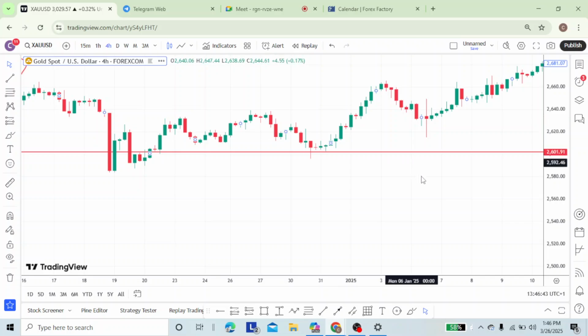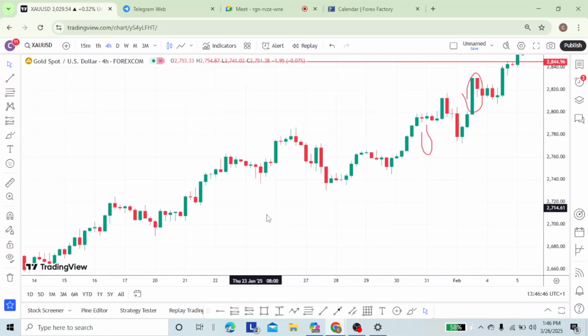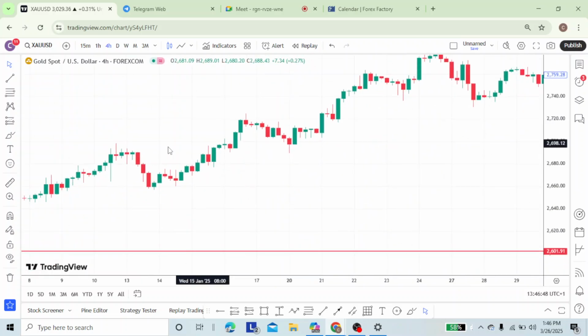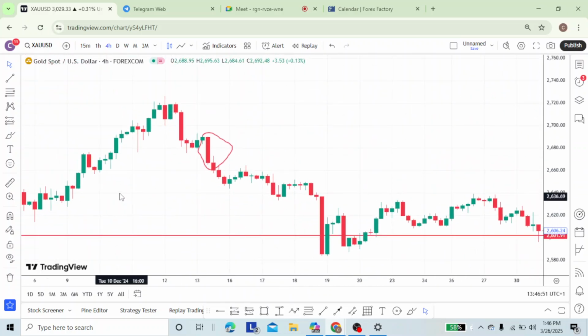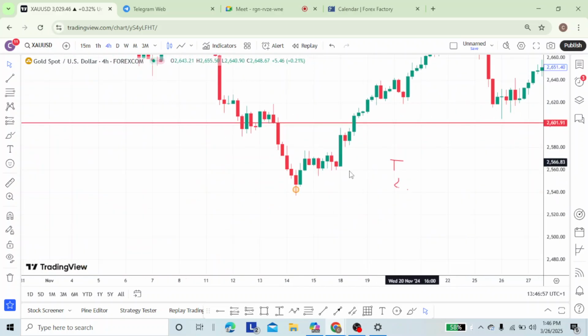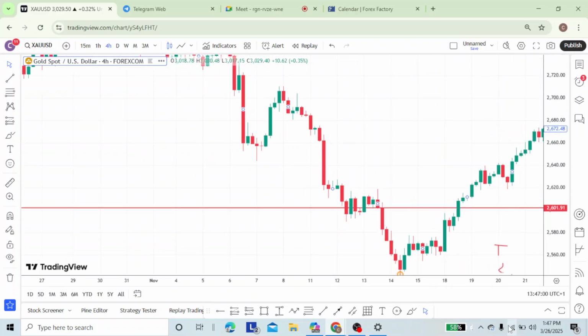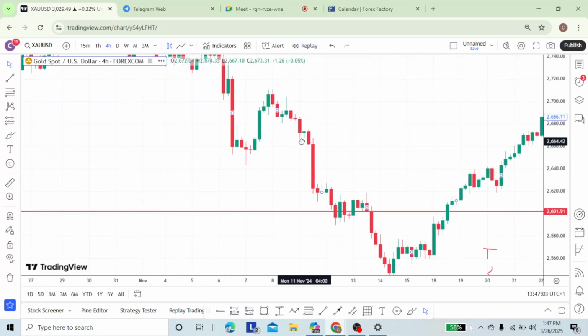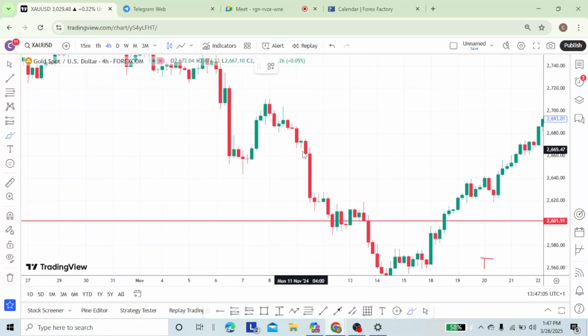So let's try and identify. You can see this is also an example of a bearish Marubozu. You can see the momentum on the sellers. The sellers pushed the price down aggressively, which led to this candle formation, which indicates a bearish Marubozu. And what happened afterwards? We are seeing continuous sales in the market.